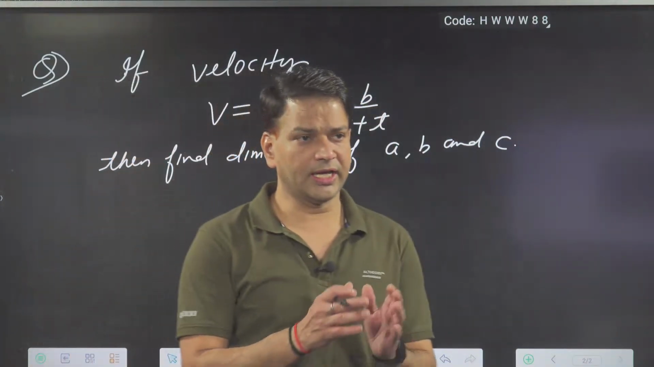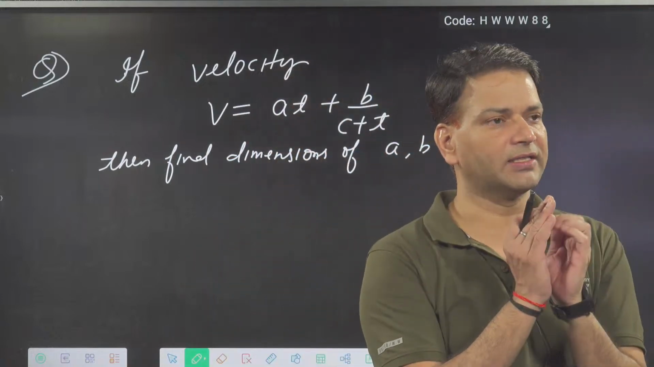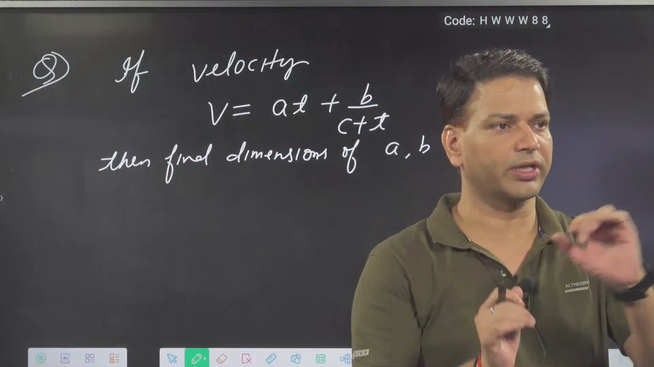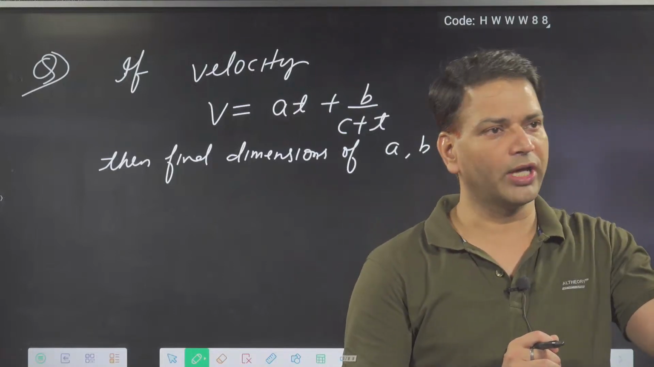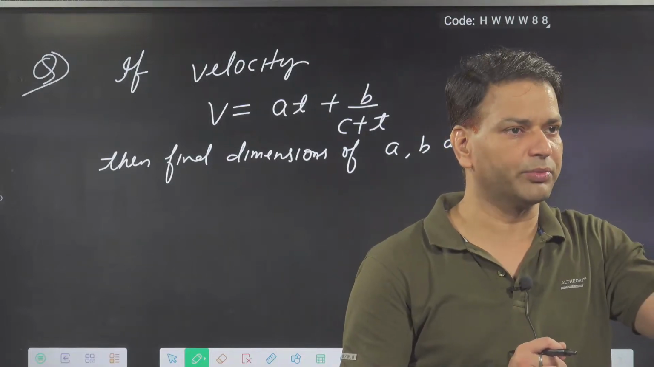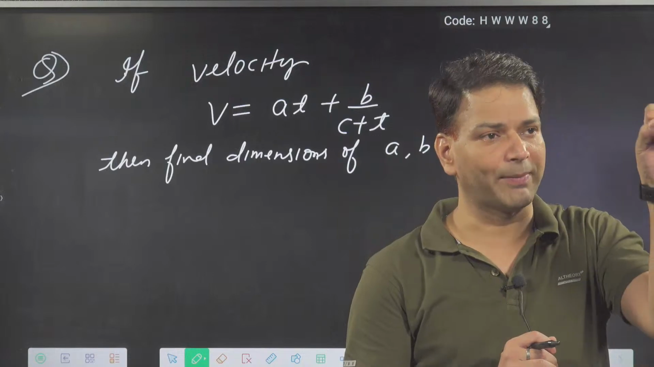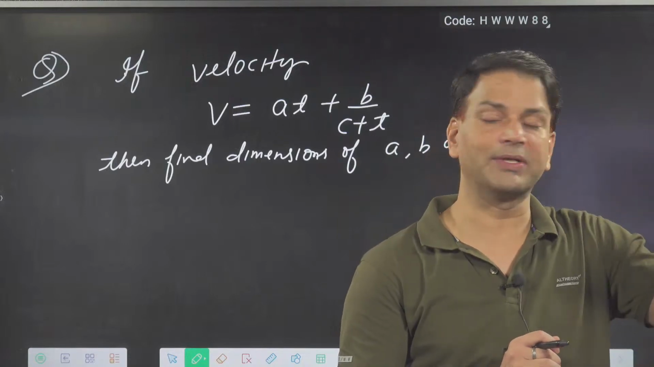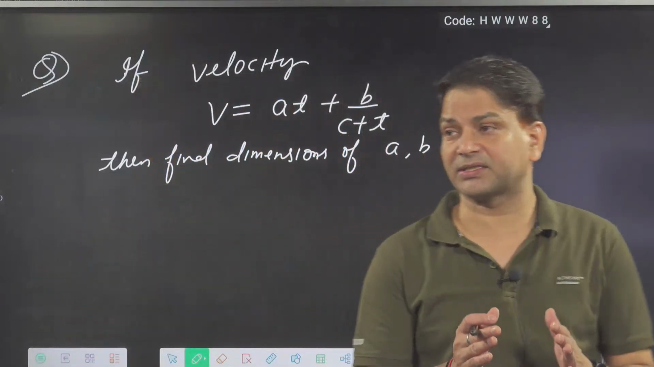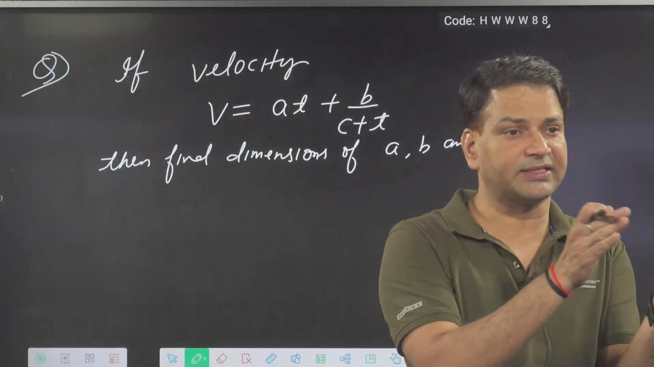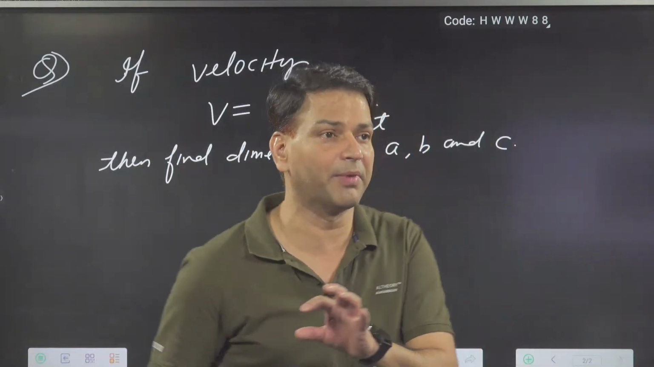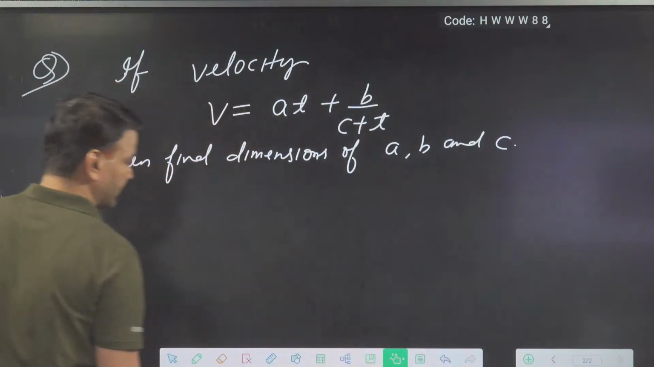Here, one thing I can say: A T is one quantity, and B upon C plus T is another quantity. I am adding these two quantities, so they should have the same dimension, and I am equating them with V. So the dimension of A T is equal to the dimension of B upon C plus T, which is equal to the dimension of V. Now in the second quantity B upon C plus T, I am adding C and T. I can add two quantities when they have the same dimension, so from this I can directly say the dimension of C.